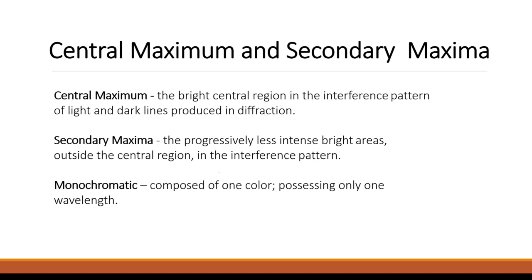So as we showed in the diagram, the central maximum is the bright central region in the interference pattern of light and dark lines with this diffraction. The secondary maxima are the progressively less intense bright areas on either side outside the central region in this interference pattern. And the term monochromatic means that it's composed of one color, possessing only one wavelength, which we'll come to see in some of the other slides.